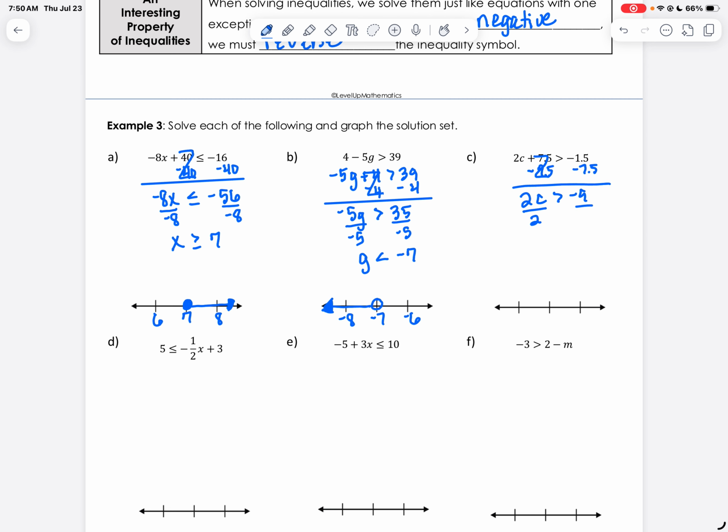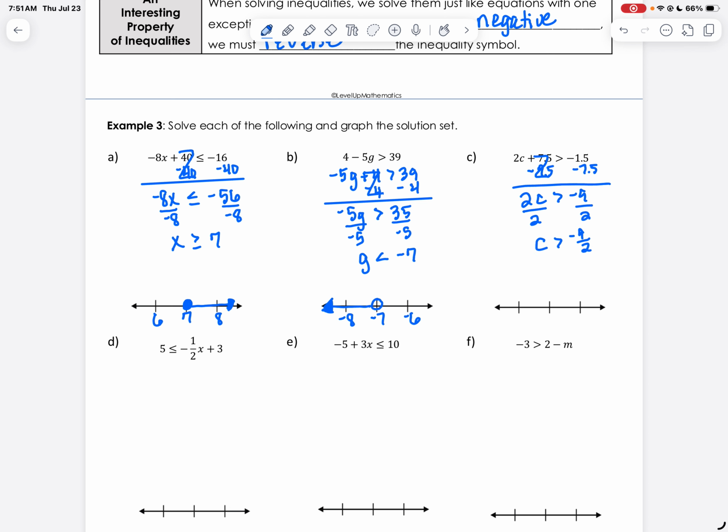Divide by 2, divide by 2. Now, notice on this problem, I'm dividing by a positive. So do not reverse in this problem. So c would be greater than negative 9 over 2.